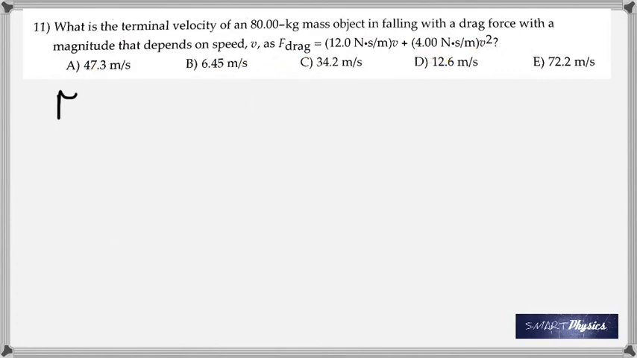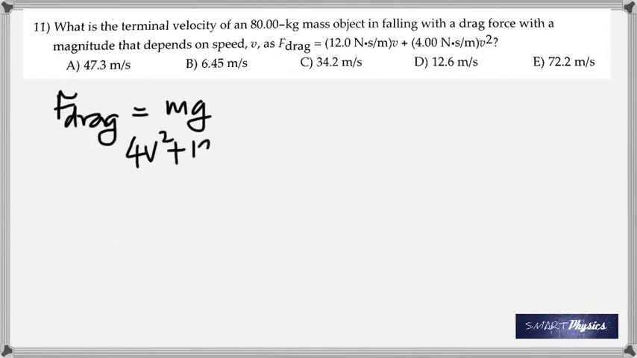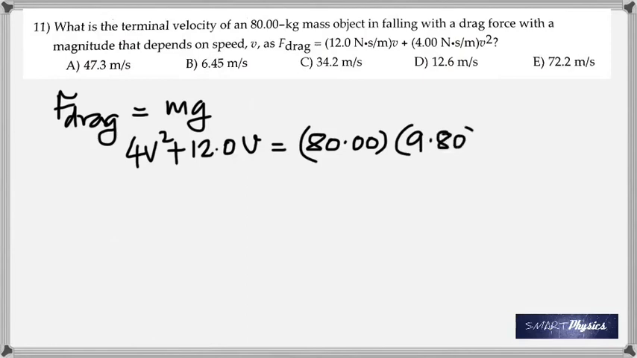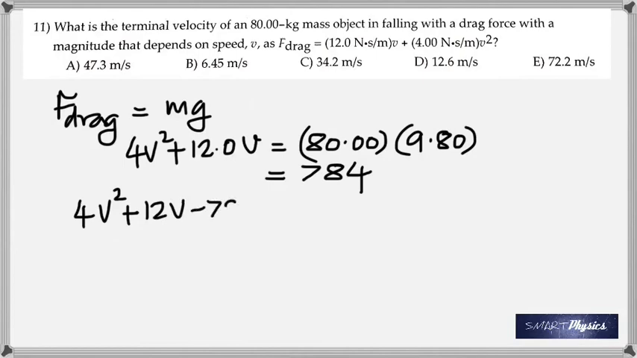Now, when does it get terminal velocity? When the drag force is equal to its weight. And what's the drag force given as? It's given as 4 times v squared plus 12v. I just rearranged it. I just put 4v squared plus 12v is equal to the mass times g. On multiplication, you get 784. Rearrange it, and you get a quadratic equation: 4v squared plus 12v minus 784 is equal to 0.